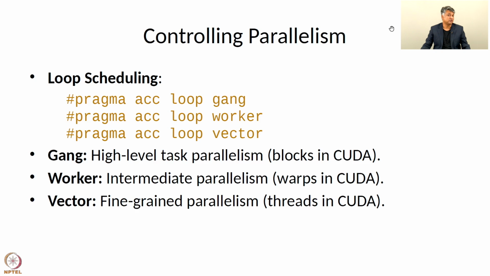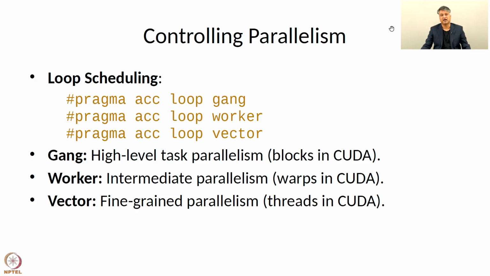We can control this parallelism. Remember, when we did CUDA programming, we were able to control the dynamic nature of the size of these workers based on the symmetric multiprocessor size: how many threads, how many blocks, how many grids. We can do explicit loop scheduling using pragma controls, like looking at gangs, workers, and vectors.